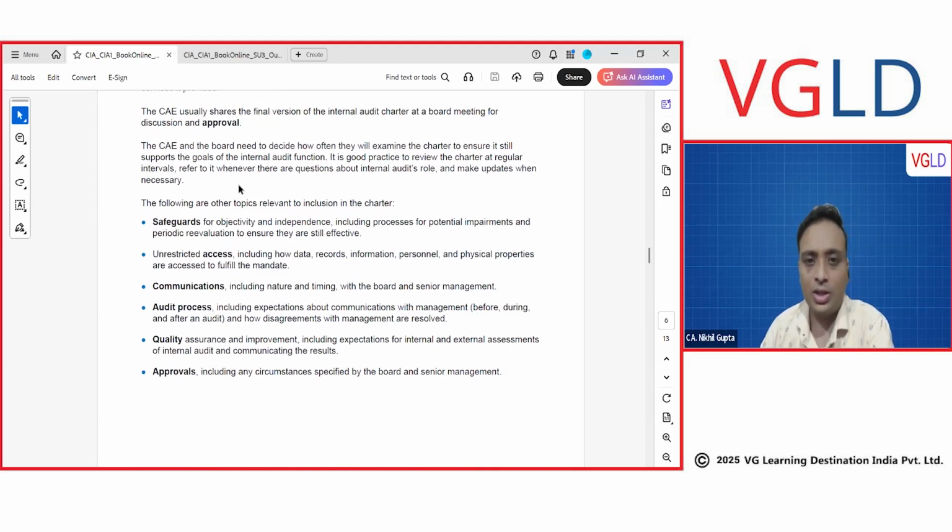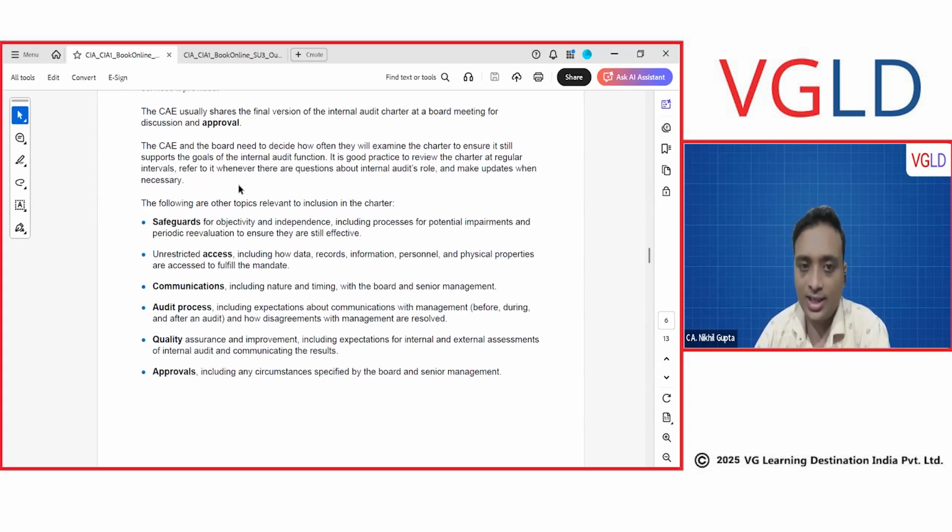There are the following topics as well for inclusion in the charter. Safeguards. What we need to safeguard: objectivity and independence, including processes for potential impairment and periodic reevaluation to ensure they are still effective. It happens that during the course of your audit, your objectivity and independence might be impaired. What you need to do? The periodic reevaluation can ensure that they are still effective. At any point of time, if your independence is impaired, you have to reevaluate your position and take mitigating actions.